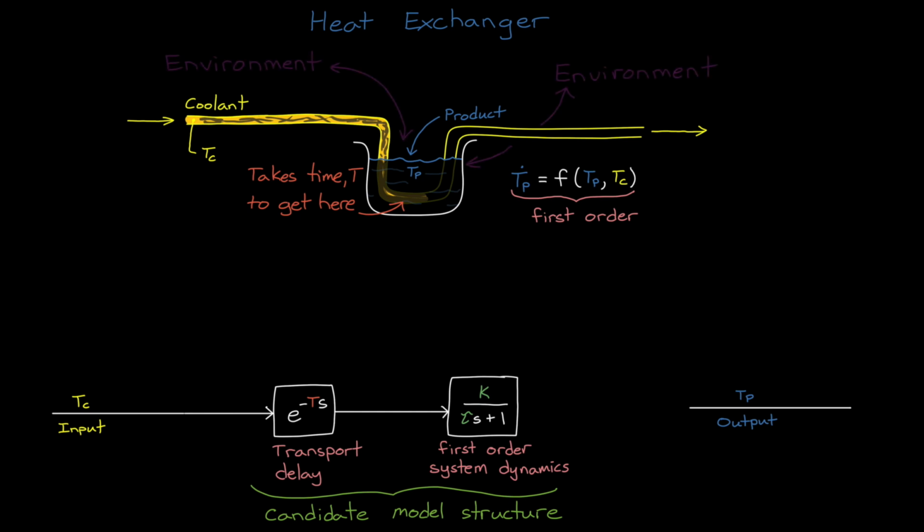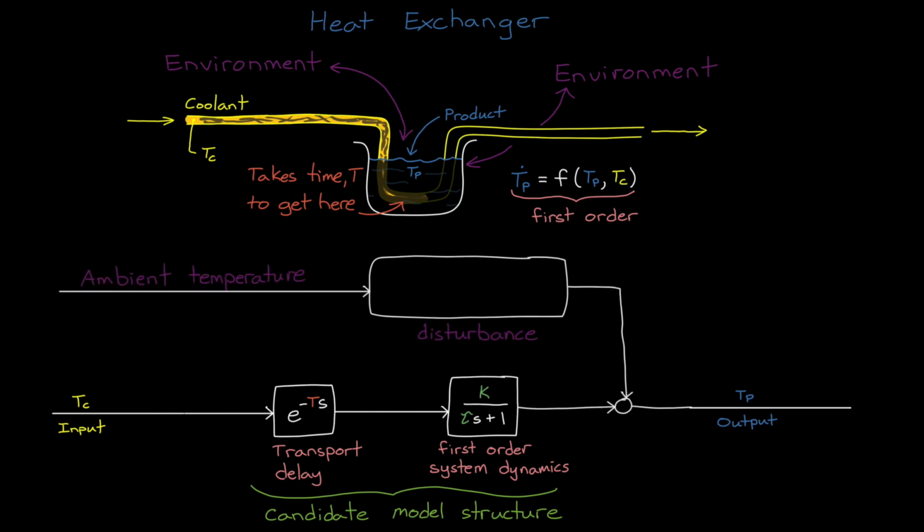However, heat is also gained or lost to the environment, and that is mostly based on the ambient temperature. And since we're not measuring the ambient temperature, we can treat this as a disturbance. The ambient temperature disturbance path is then in parallel with the main system dynamics. And this block diagram represents the model structure of our system. Now we want to try to fit this model to real data.